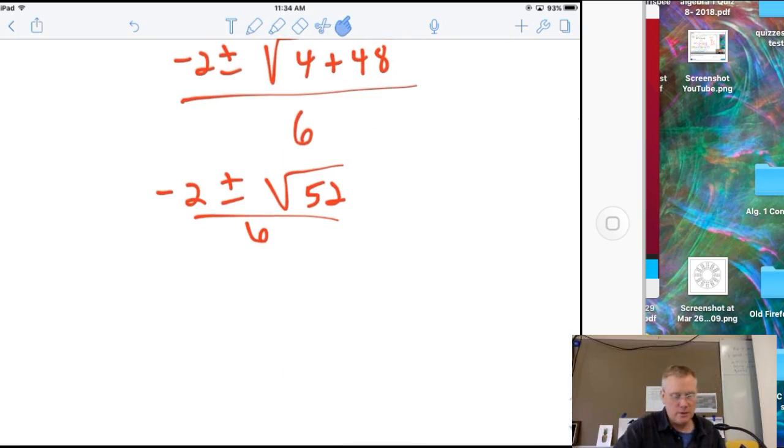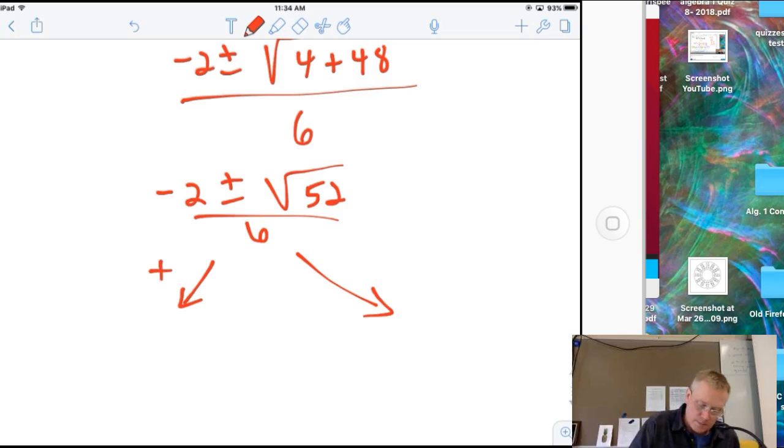Okay, now this one's a little different than the ones I tackled in the last video because that's not a perfect square. In fact, that's what we call an irrational number. The square root of 52: there's nothing that times itself is 52. Therefore, that ends up being what we call an irrational number because it's a decimal that goes on forever and ever with no pattern. So, you know, what I'm going to do is I'm going to break it up into decimals, okay?